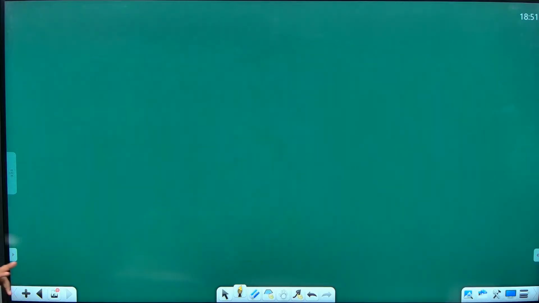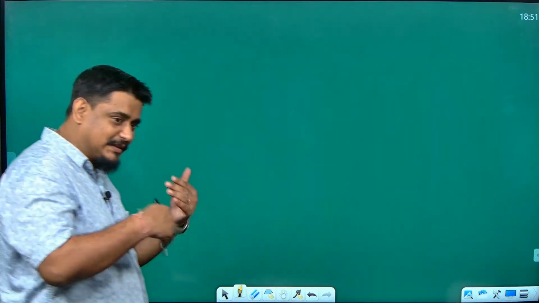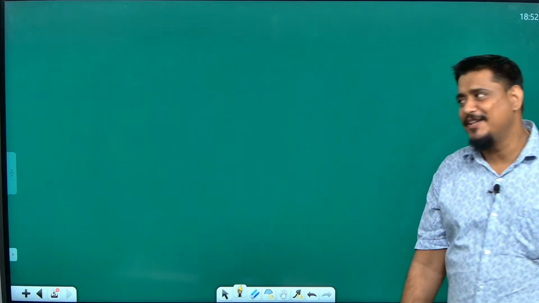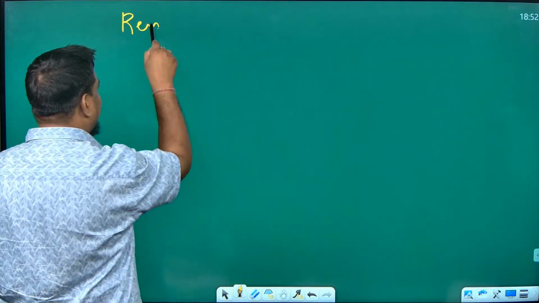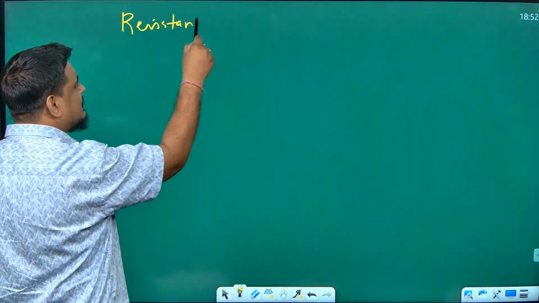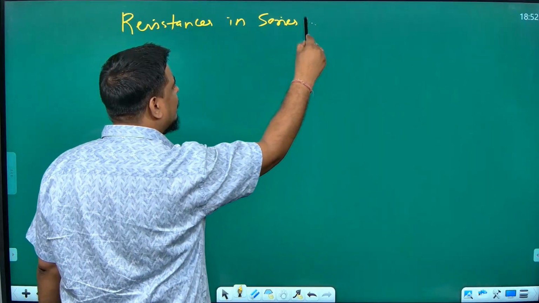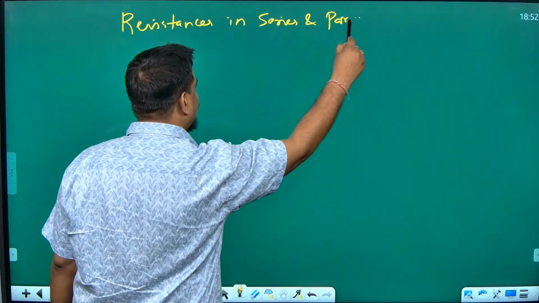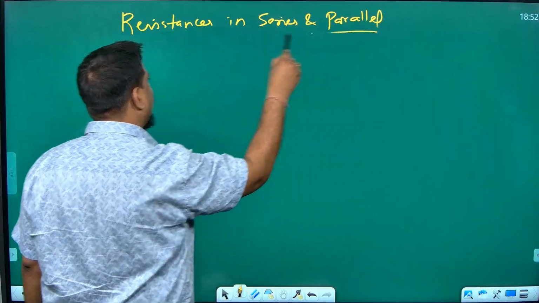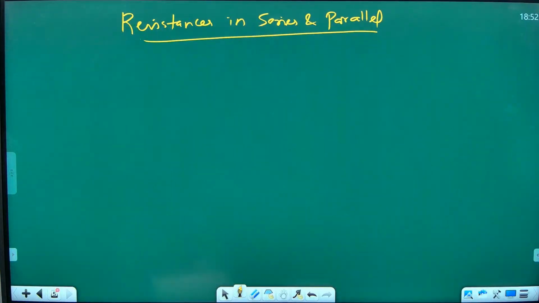Okay, let us start today's topic. Up to now we are just revising the previous class. Time is itself over now. And today's topic that I planned to take was resistances in series and parallel. Give the heading as resistances in series and parallel. Let us see what is that.